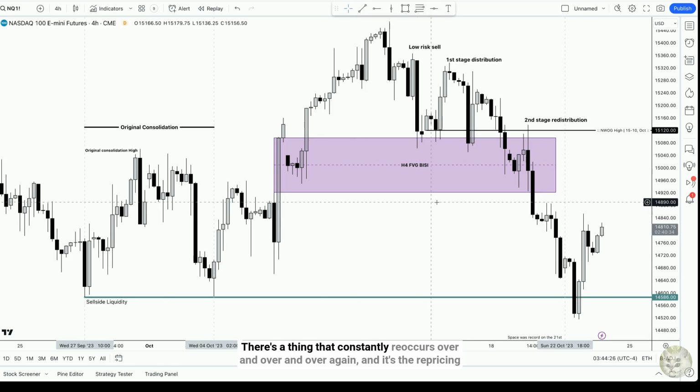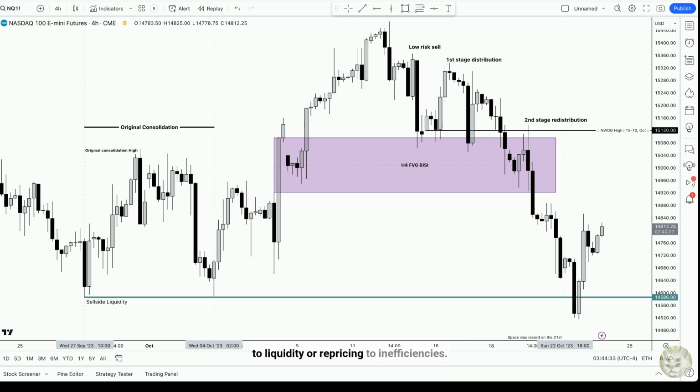There's a thing that constantly reoccurs over and over again, and it's the repricing to liquidity or repricing to inefficiencies. That's the market truism. That's the truth. It has absolutely nothing to do with the amount of buying and selling pressure. It doesn't lean on the logic of anything else out there. That's all the market's doing. If it's not doing that, it's consolidating.